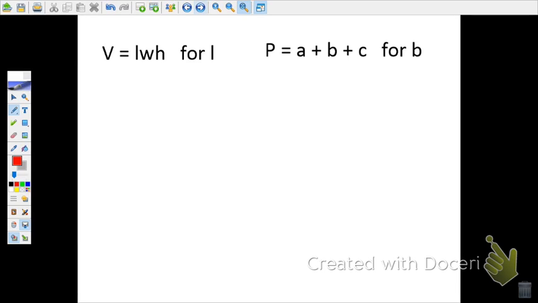Next, okay, we have our volume formula, length times width times height. So now we're starting to see more variables, but the process is still the same. I want to solve for L. So what do I need to do to get rid of the W and the H? Divide by W. Okay, I could divide by W. So V over W equals LH.